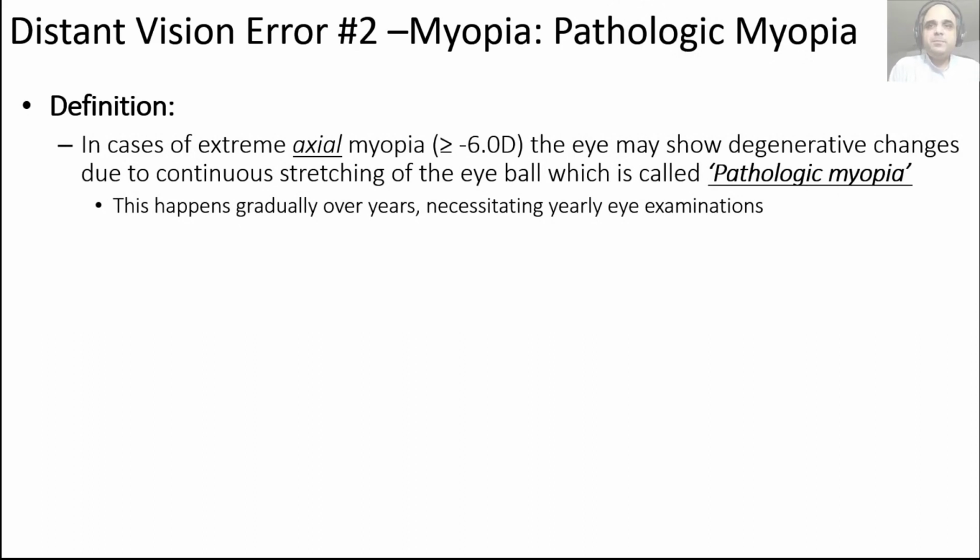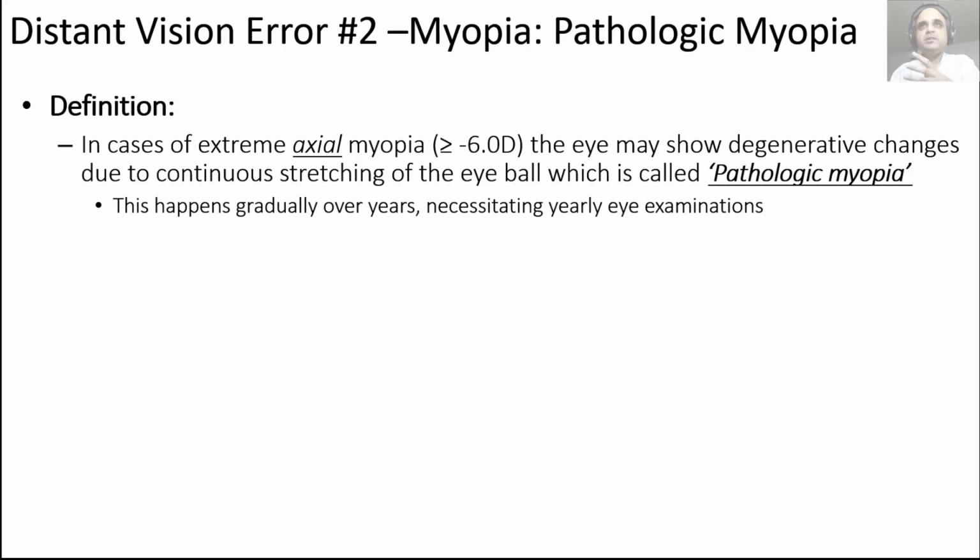They're like cats. They do what they want to do. There is another very peculiar type of myopia. It's called pathologic myopia. And the definition of pathologic myopia is that when you have axial myopia of 6 diopters or more, the eye starts showing degenerative changes because the eyeball is so long, it's starting to degenerate. And this is called pathologic myopia. And this is a slow process. It's not something that's going to happen over days or weeks.